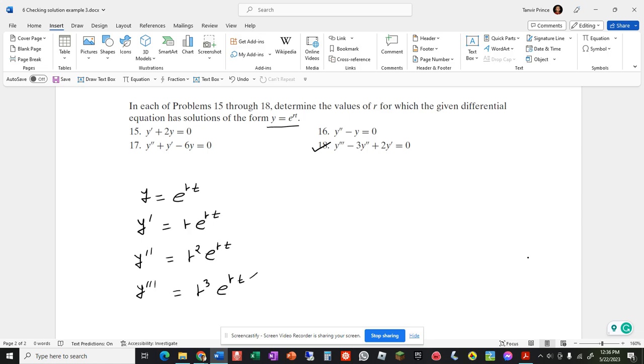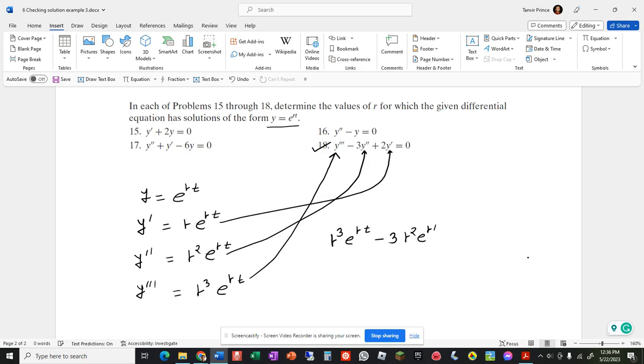Let's substitute. In place of the third derivative goes y triple prime, y double prime goes into the second derivative, and y prime goes in place of y prime. Here the y term is missing, so you don't have to use any y there. So let's do the substitution. So all I did, I substituted. I have to make sure it is equal to 0, exactly like before.